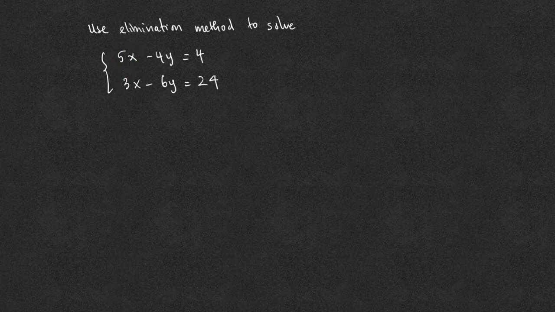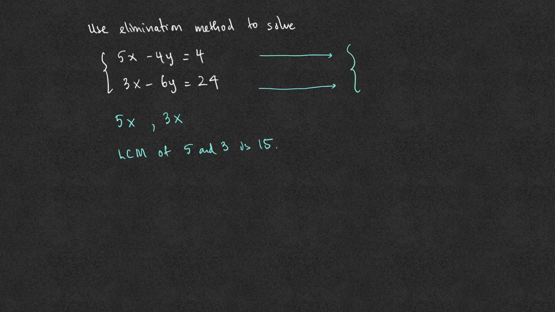The first equation has 5x and the second equation has 3x. The least common multiple of 5 and 3 is 15. The goal is to turn the 5x terms into 15x and 3x into 15x so that we can subtract the two equations. We're allowed to multiply a non-zero number to both sides of each equation to obtain an equivalent system of equations.